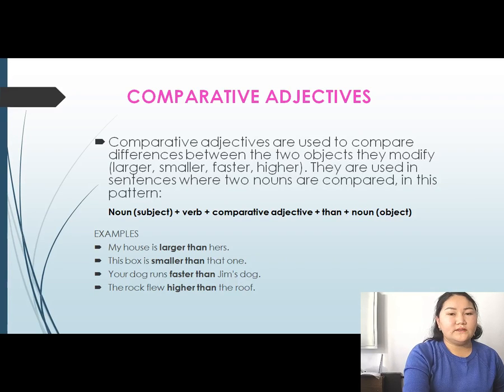Comparative adjectives. Comparative adjectives are used to compare differences between two objects. They modify: larger, smaller, faster, higher. They are used in sentences where two nouns are compared. In this pattern: noun plus verb plus comparative adjective plus than plus object.